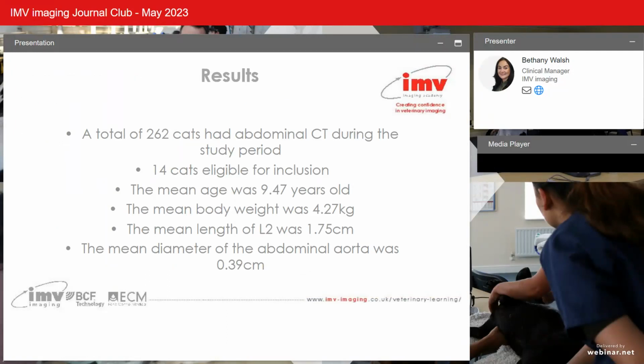The results. A total of 262 cats had abdominal CT during this study period. 14 cats were eligible for inclusion. The mean age was 9.47 years old. The mean body weight was 4.27 kilograms. The mean length of L2 was 1.75 centimeters, and the mean diameter of the abdominal aorta was 0.39 centimeters.